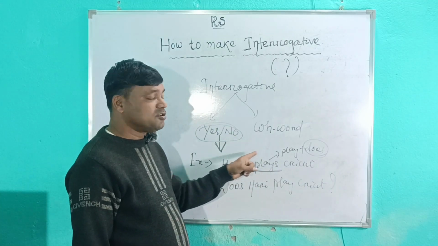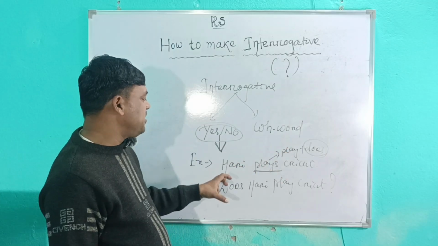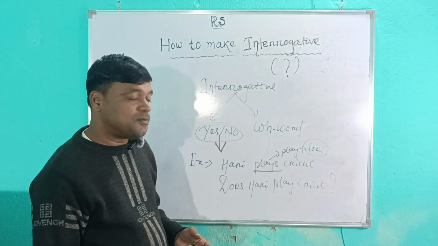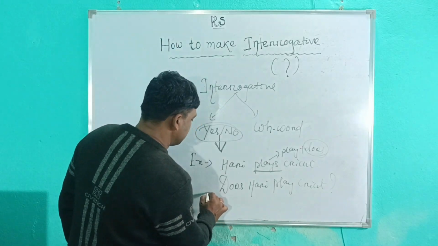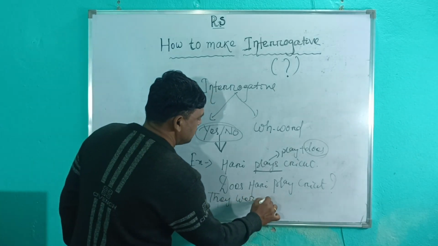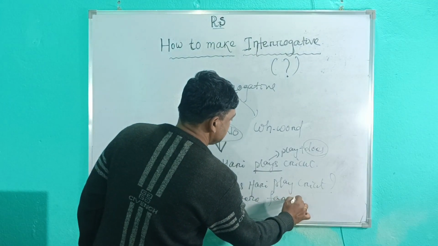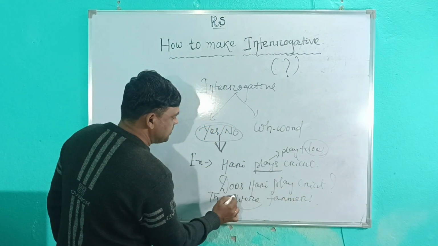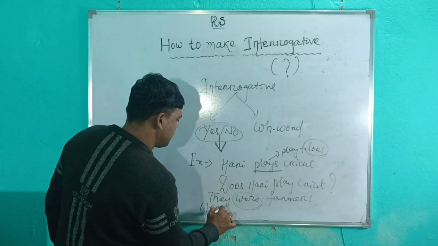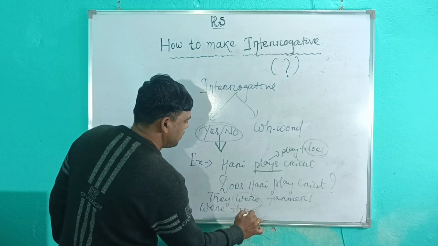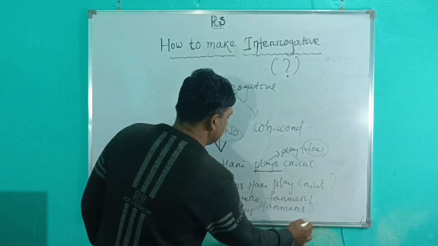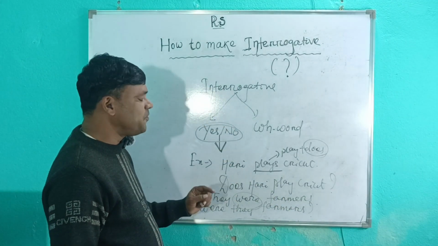Exactly, जितने भी auxiliary verb है, you will just take it and place it in the starting of the sentence, then it becomes the yes no format. Like another example, they were farmers. So here the auxiliary verb is were, and we'll just take it to the starting of the sentence: were they farmers. So now it becomes the yes no format.